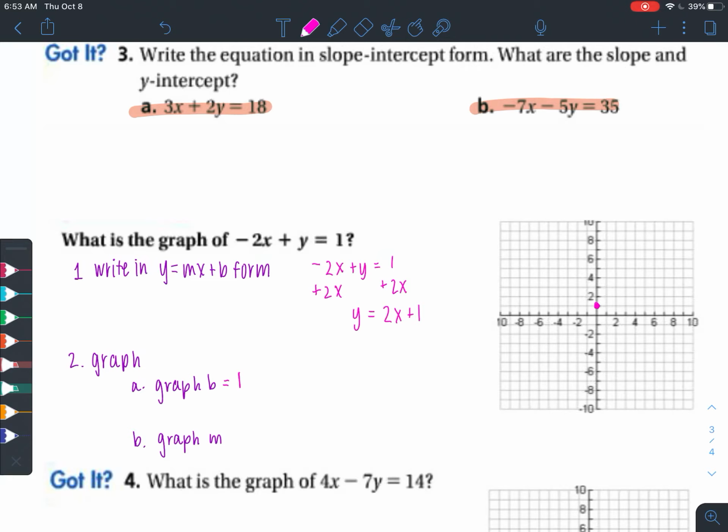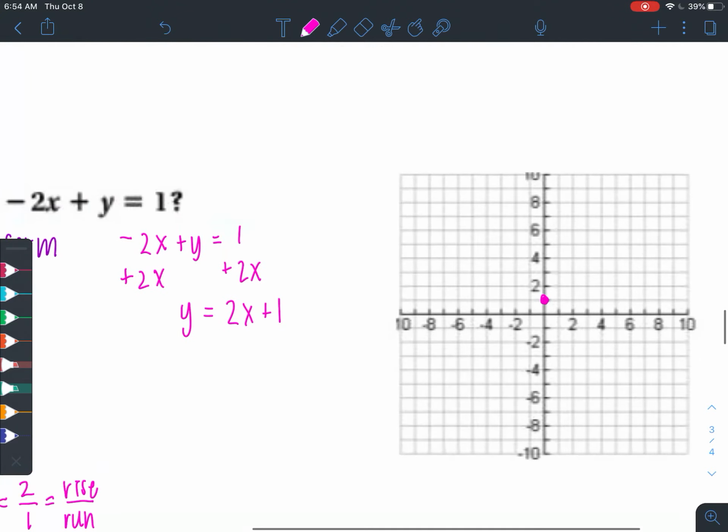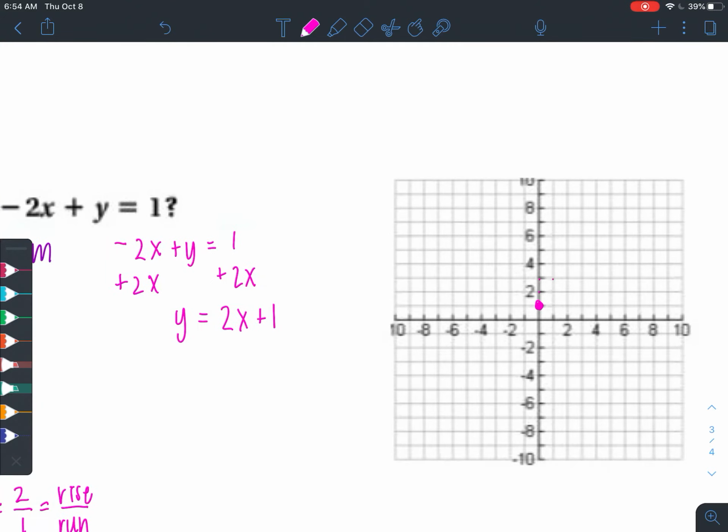It's just the value on the y-axis, so it's always going to be on that middle line. Then m is equal to positive 2 over 1. I always like to write it as our rise over our run. And if it's not a fraction, then the denominator is 1. So our rise is 2 and our run is 1. So I'm going to go up 2 over 1, up 2 over 1. And you can do that as many times as you want to. And then we will just graph that line.